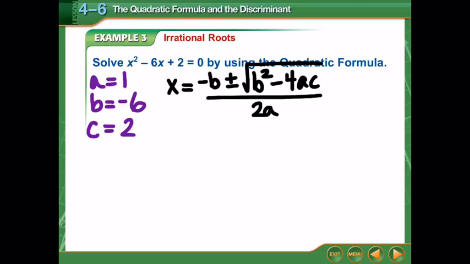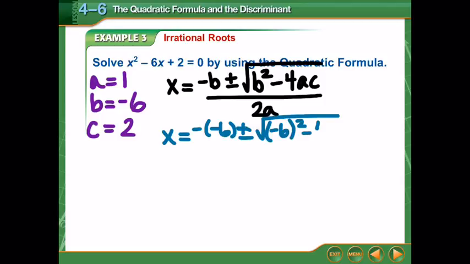Okay, so we're going to go ahead and plug it in first. X equals a negative 6 plus or minus the square root of negative 6 squared minus 4 times 1 times 2 all over 2 times 1.